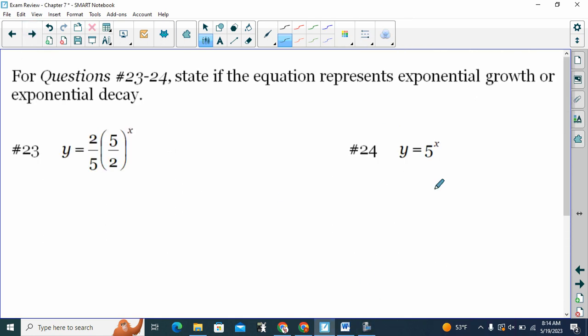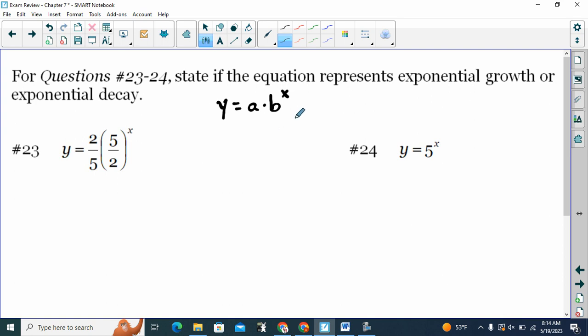Next type of problem, numbers 23 and 24, ask us if we have exponential growth or exponential decay. So those were all properties of exponents. The rest of the types of problems we're dealing with are exponential equations, which have the general form y equals something, we'll call it a, times b to the x. The x is in the exponent.